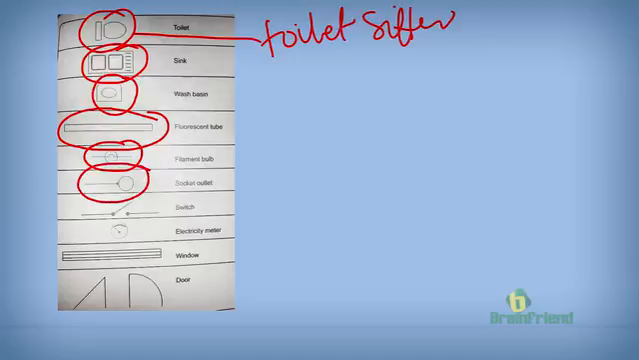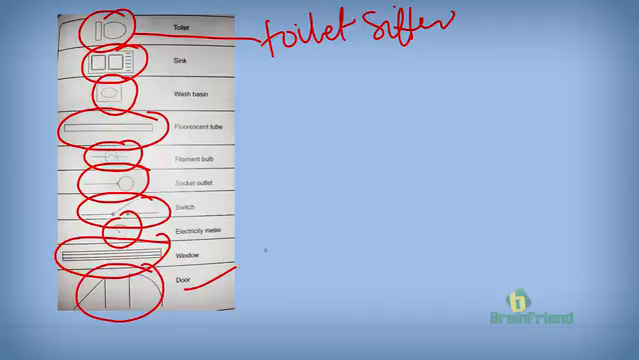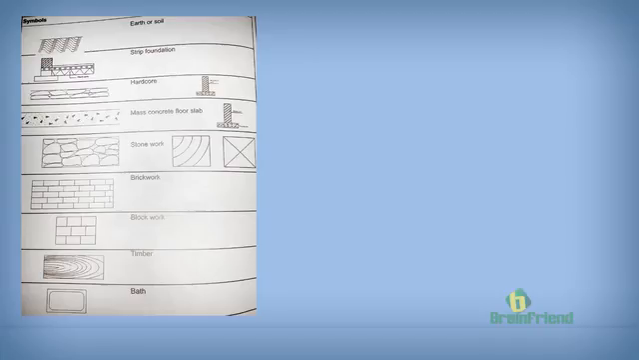This represents the sockets. This represents a switch. This represents electricity meter. This symbol here represents the window. And then this symbol here represents the door. There are some other symbols like this.